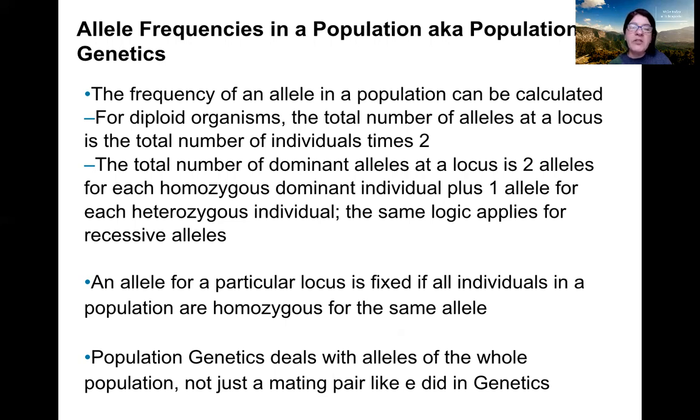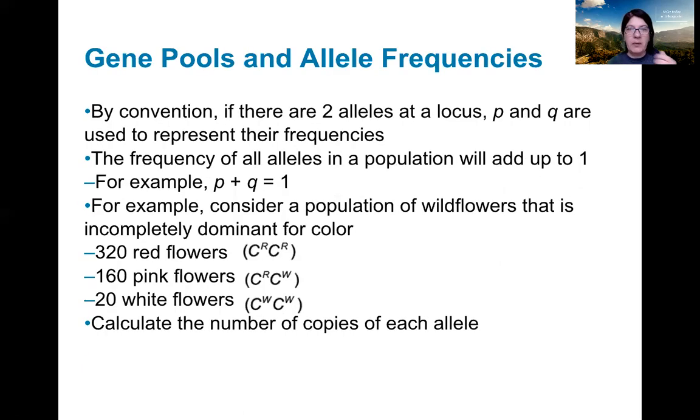Now, population genetics is a branch of evolutionary biology that deals with alleles of the whole population. So it's called genetics because it deals with alleles, it deals with genotypes and phenotypes, but it doesn't deal with genotypes and phenotypes at the level of a single mating pair. It deals with genotypes and phenotypes at the level of the whole population. So we call that population genetics. Okay, so gene pools and allele frequencies.